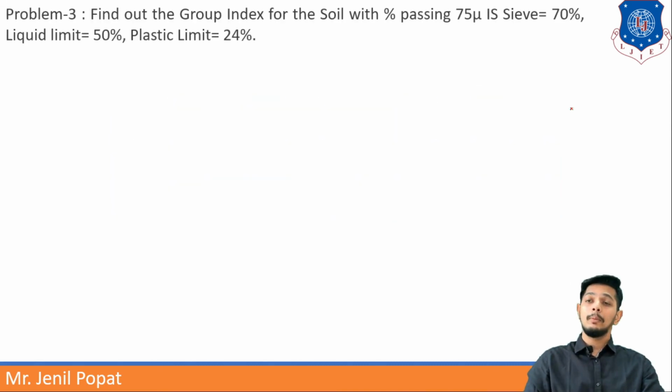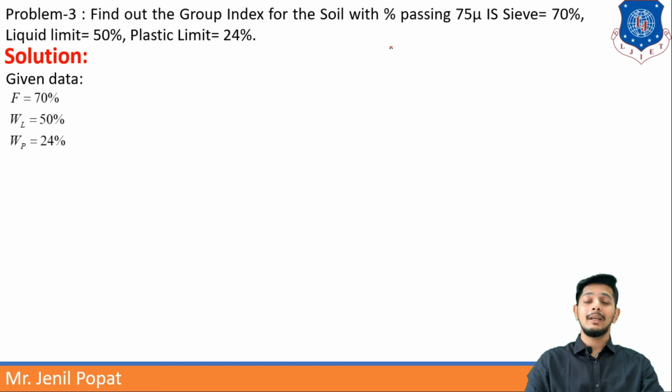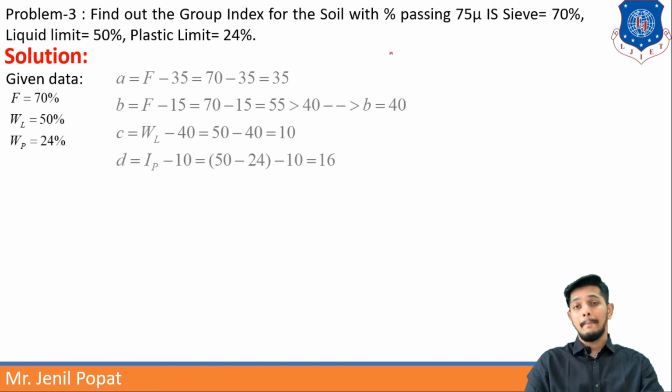Going to problem 3: find out the group index for the soil with percentage passing 75 micron IS sieve of 70%. Liquid limit is given as 50% and plastic limit is given as 24%. Now for the solution, the given data can be written as F equal to 70%, WL that is 50%, and WP that is 24%. Now we want to find out the group index, right?